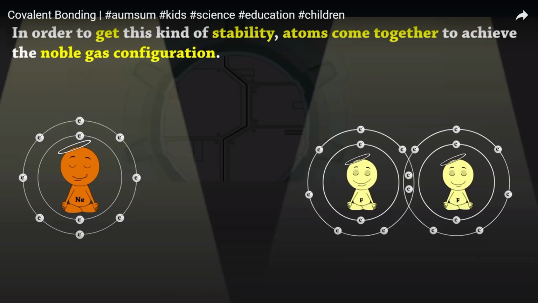Okay, so we can fill in the second paragraph. In order to get this kind of stability that we have with the noble gas, other nonmetal atoms come together to achieve this noble gas configuration. Okay, so you're filling in the second paragraph, noble gas configuration.